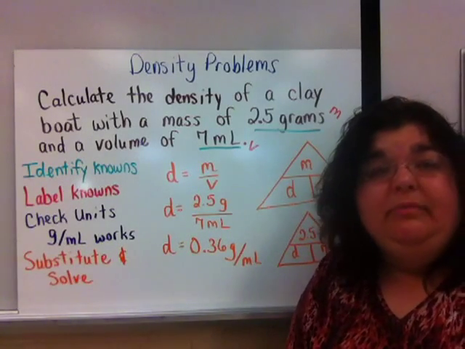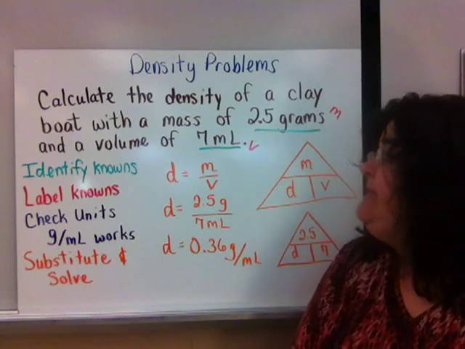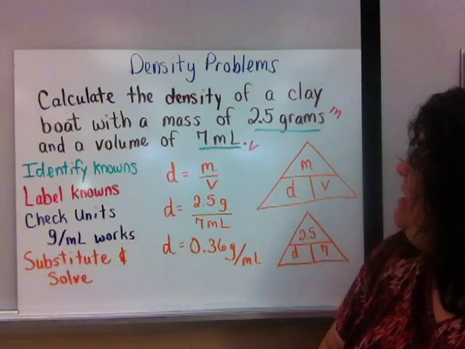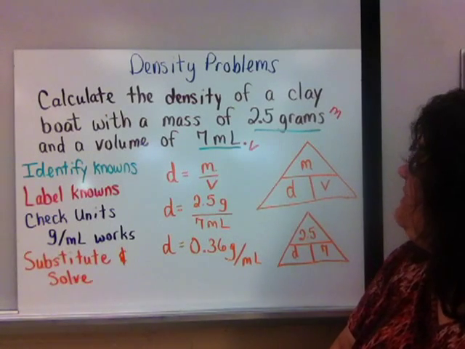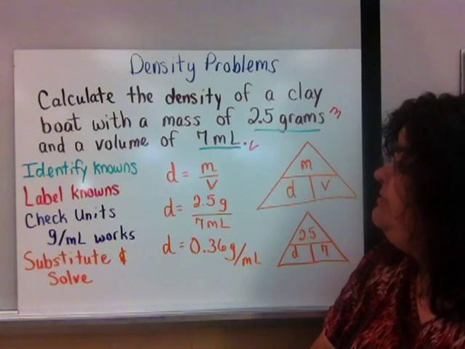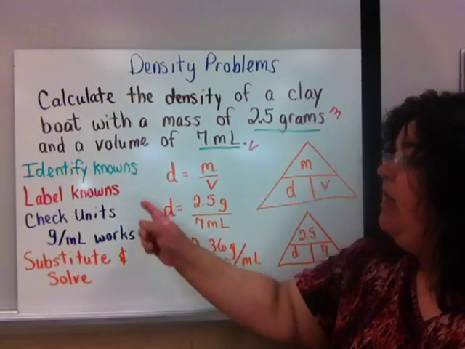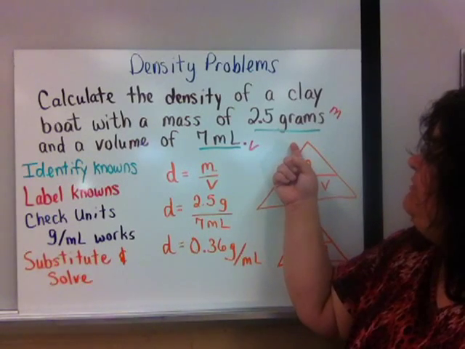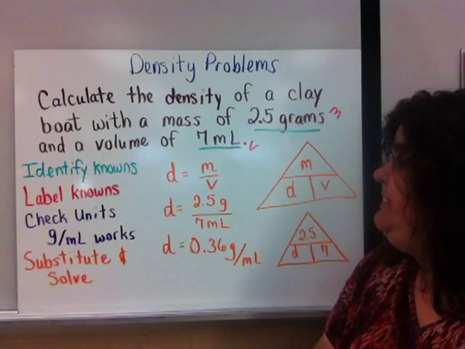One of our properties that we talked about was density. So we're going to encounter some density problems in this unit. Here's a density problem. Calculate the density of a clay boat with a mass of 2.5 grams and a volume of 7 milliliters. Our first step is to identify our knowns. So I see that I have 2.5 grams and 7 milliliters.